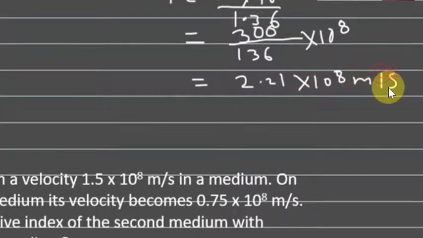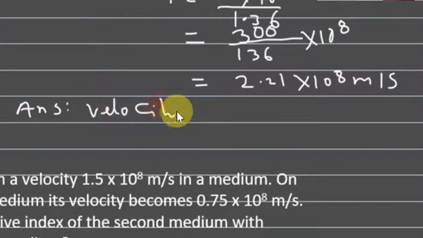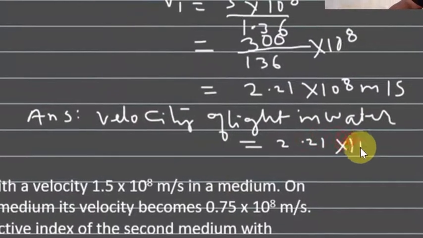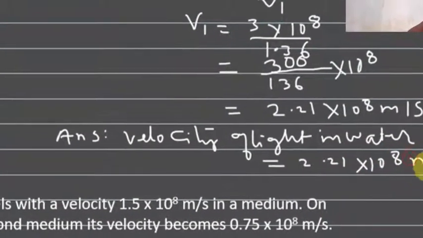per second. So finally we write the answer as: velocity of light in water is equal to 2.21 into 10 raised to power 8 meter per second.